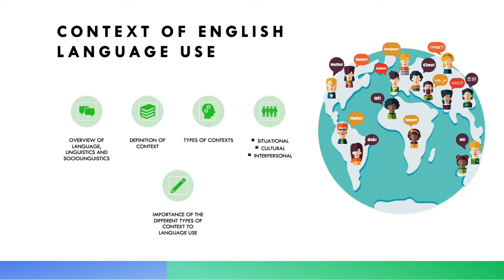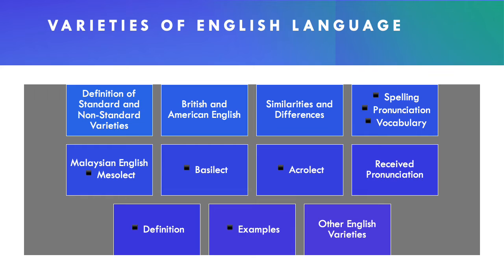Our first topic is the context. Here we will be looking at its definition, types, and importance. Our second topic is the varieties of English language. Specifically, we'll be looking at the variations between American and British English. There is a contextual knowledge provided in this course, which is the Malaysian English.